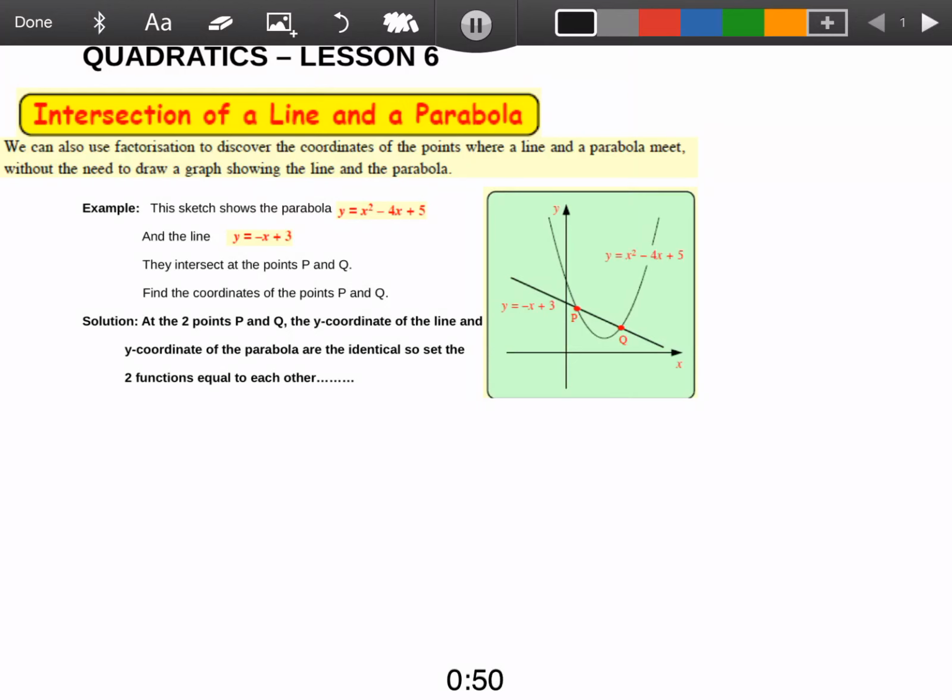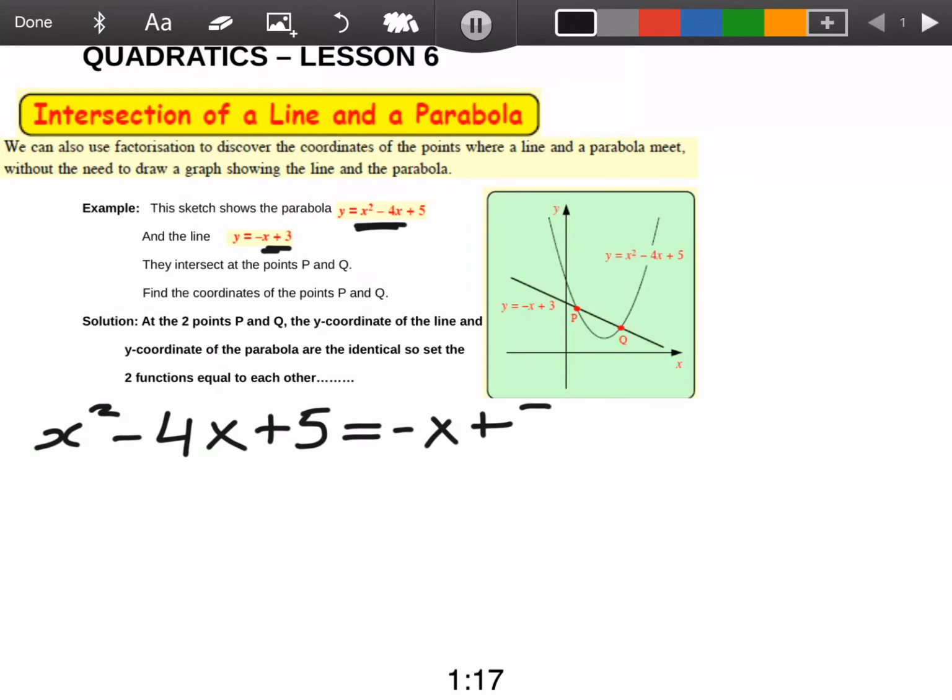So at points P and Q, the y coordinate for the line and the y coordinate of the parabola are exactly the same. Okay, so that means if the y values are the same, then these two must be equal to each other. So we actually make up an equation. There's your parabola, and it's equal to the line, because at the point of intersection they are the same point. This now is a quadratic.